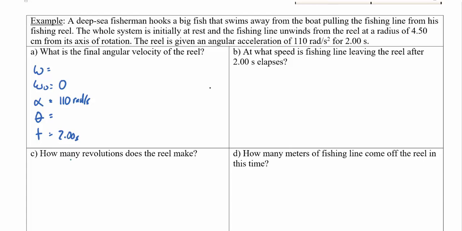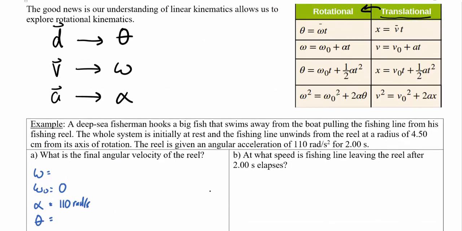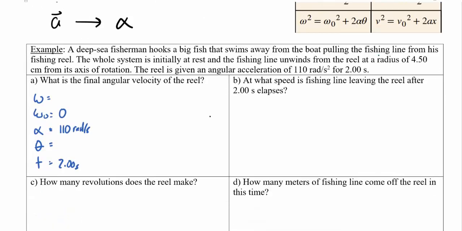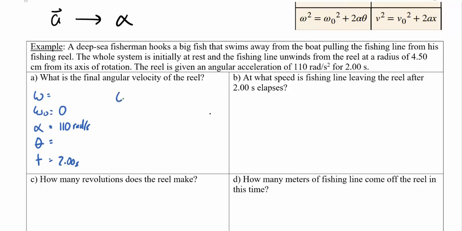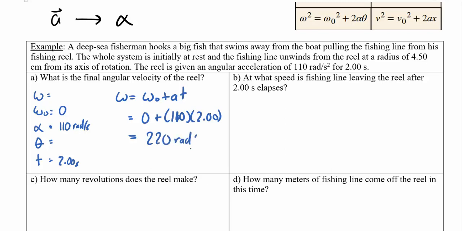And so if I go back and look at my options here, of all these options, the one that's going to give me the final angular velocity of the reel is this one: omega equals omega naught plus alpha t. Subbing in the values, we see 0 plus 110 times 2. And so this is going to be 220 radians per second.